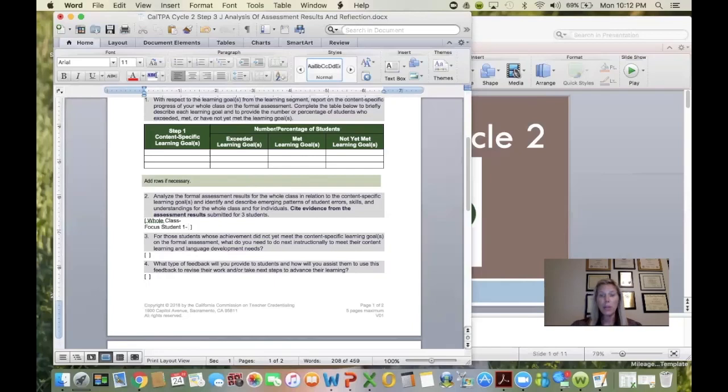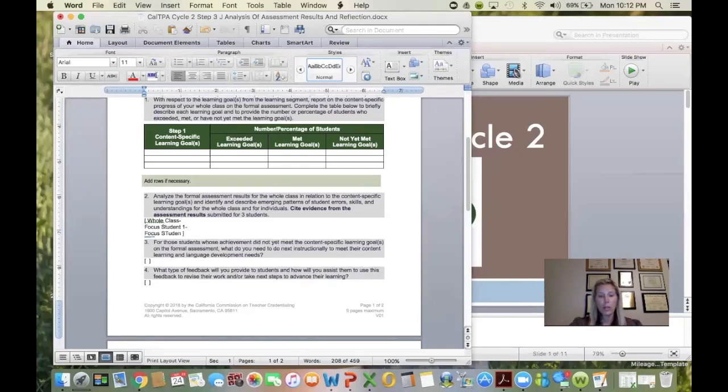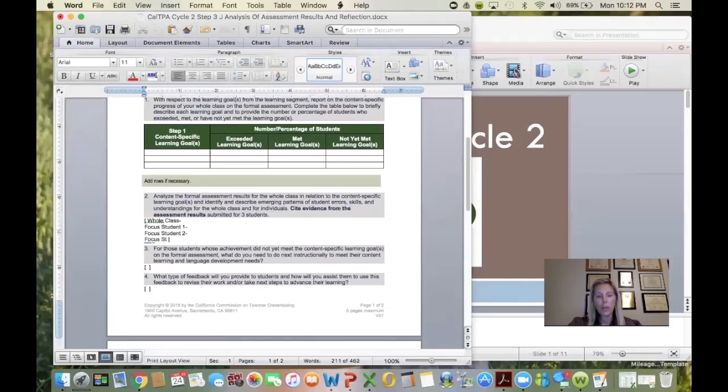And then do the same thing for focus student 2, have the same discussion, and then for focus student 3 as well. And remember, one should be exceeding, one should be meeting, and one should not yet be meeting the learning goal. So you should be able to talk very specifically about their 3 work samples and what you found.